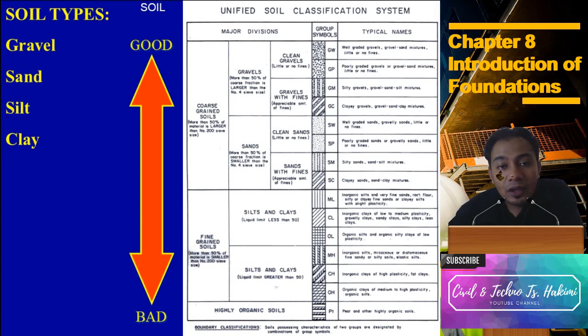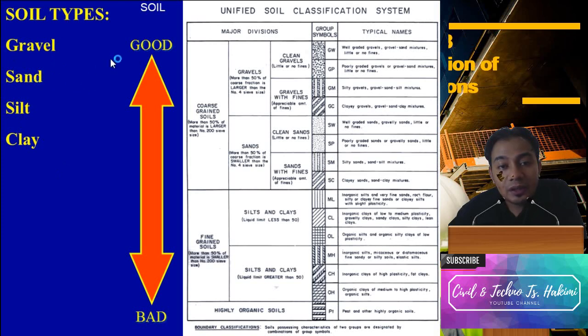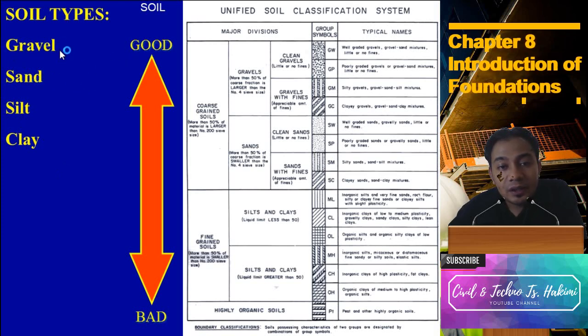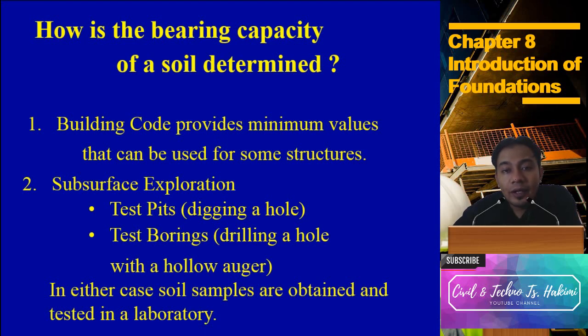Okay, this is soil type: gravel, sand, silt, and clay. So the gravel and sand are categorized as a good material, and then silt and clay are a bad material. So we can classify whether the soil is bad or good by using USCS, the Unified Soil Classification System, to classify the soil.